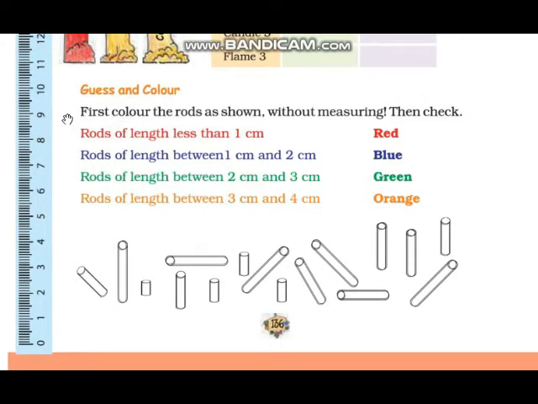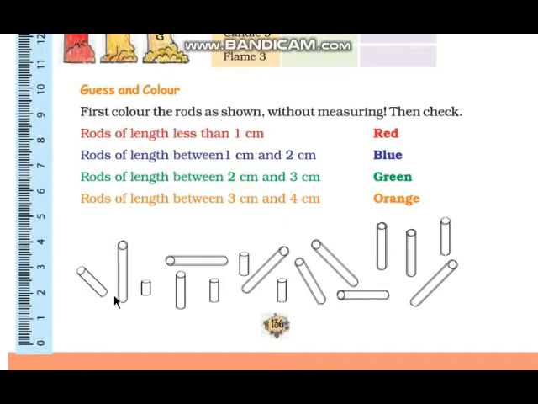Guess and color. First, color the rods as shown without measuring. Then check: rods of length less than 1 cm red, rods of length between 1 cm and 2 cm blue, rods of length between 2 cm and 3 cm green, and rods of length between 3 cm and 4 cm orange. Children, here you have to first guess the length of these rods without measuring. Then you have to check.